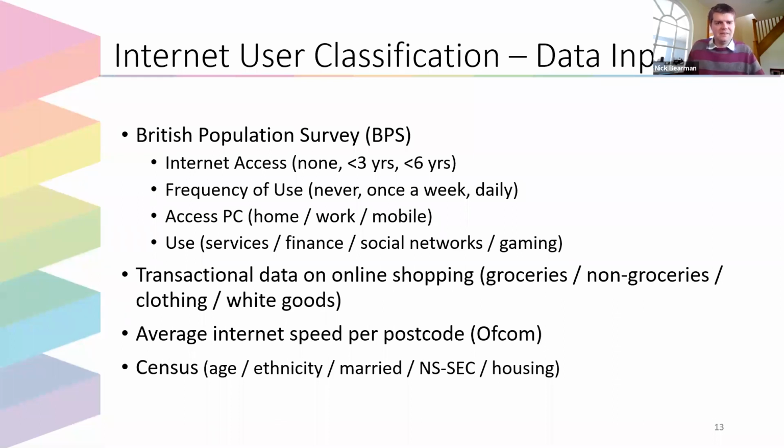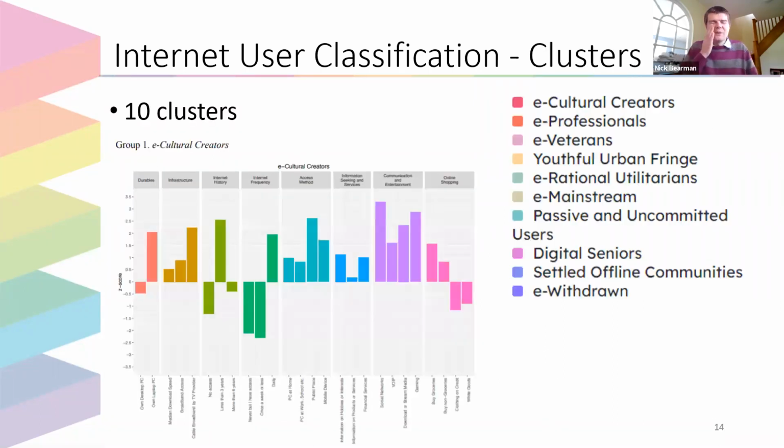Okay, great. Thanks for that. So we ended up with 10 clusters for the internet user classification, and we picked out a couple of examples. Could you explain how they're a bit different?